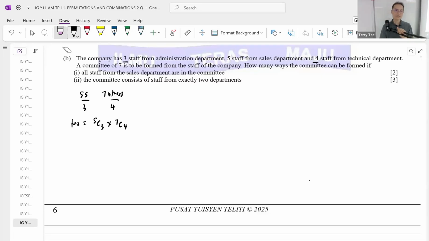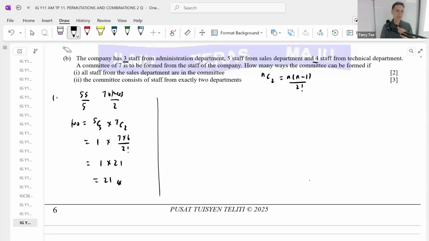Sorry, there are 5 sales staff. I choose all 5. So this is 5, and this is 2. 5C5, 7C2. Okay, 5C5 is 1. 7C2, right? Let's use the method. Remember I said nC2 is n times n minus 1 over 2 factorial. So you take 7 times 6 over 2 factorial. 2 factorial is 2. So this is 1 times 21. The answer is 21. There are 21 ways.